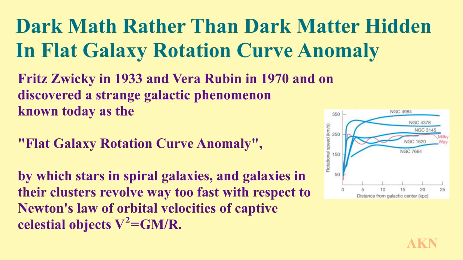The dark matter mystery started with Fritz Zwicky in 1933 and Vera Rubin in the 1970s and on, who discovered a strange galactic phenomenon known today as the flat galaxy rotation curve anomaly, by which stars in spiral galaxies and galaxies in their clusters revolve way too fast with respect to Newton's law of orbital velocities of captive celestial objects, v squared equals GM over r.